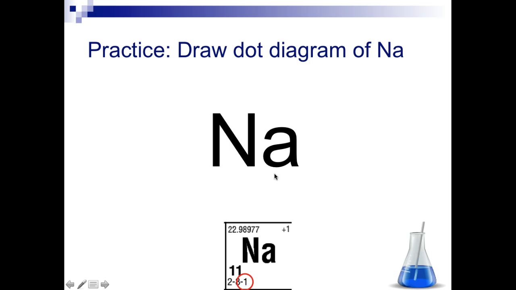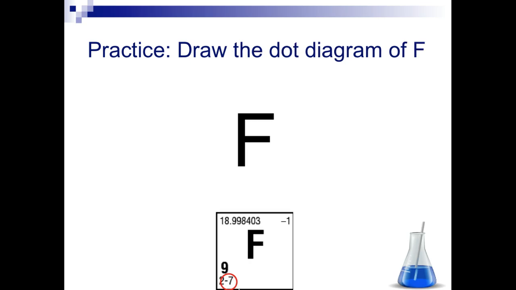So we're going to draw the dot diagram for sodium. Sodium has 1 electron in its outside shell, so sodium only gets 1 dot. Pretty simple. Draw the Lewis dot diagram of fluorine. So fluorine has 7 electrons in its outside shell, so fluorine's going to get 7 dots. So 1, 2, 3, 4, 5, 6, and 7.